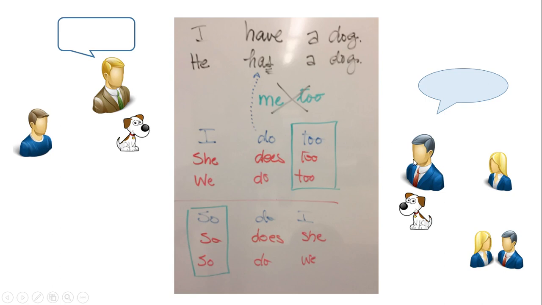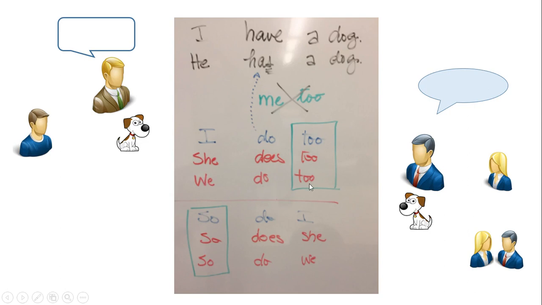If this boy was talking about this girl, he could say, "She does too." Does is the auxiliary of the present simple corresponding to the third person singular, she. So that's why we say, "She does too." If the boy was talking about himself and the girl as a couple, he could say, "We do too." Do is the auxiliary of the simple present corresponding with the subject we.